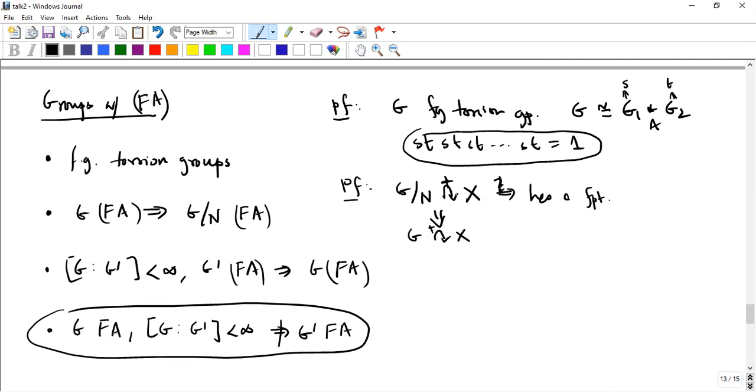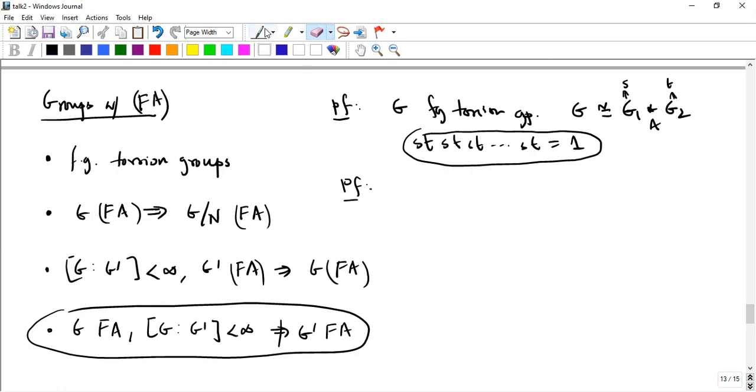Yeah, so G acts on X. So G mod n acts on X implies G acts on X. So it has to have a fixed point. So there exists an X such that gx equals x for all g in G. But that means Gn x equals x. Yeah, so right quotient. Which direction should the action be? Yeah, so something to verify here.